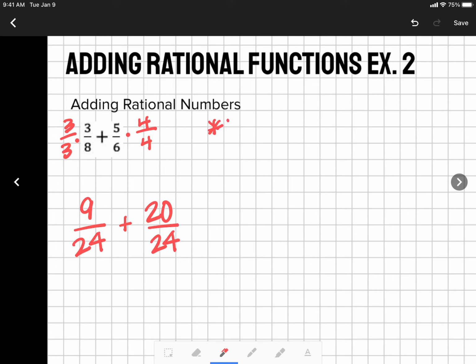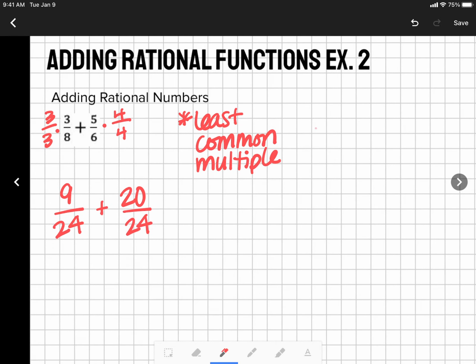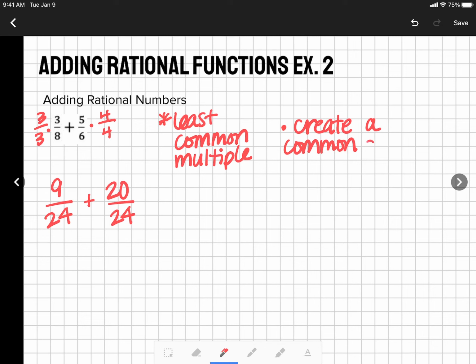So the process we did here is called a least common multiple. You don't need to know this word specifically, but what we did is we found a smaller number that they both go into without just multiplying them outright. But our first step is still to create a common denominator. In this case, we didn't multiply by the denominators entirely. We multiplied by that least common multiple. Okay, so we created our common denominator.